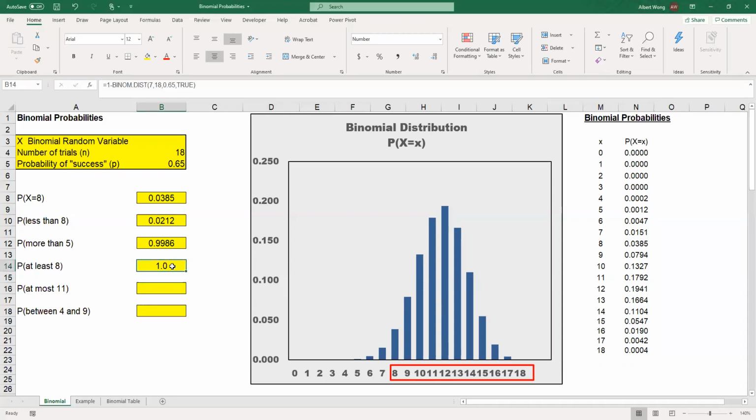And I'm going to format all of them with 4 decimal places so you can see what you need to do. When we calculate binomial probability, it's best that we show at least 3 decimal places.